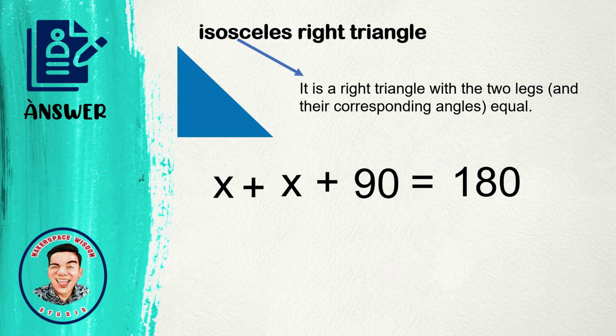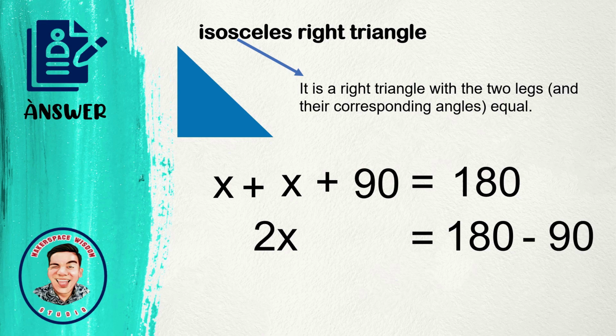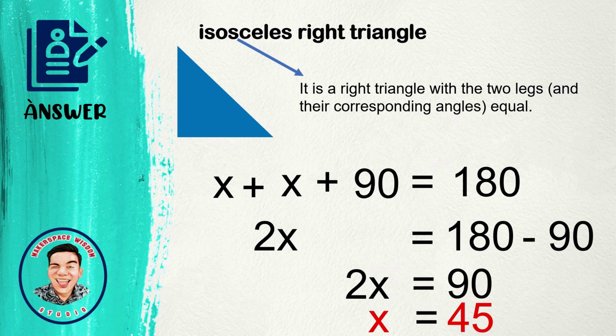Solving x plus x, that is equal to 2x. Transposing 90 to the other side, it will become 180 minus 90. Solving that one, that would be 2x equals 180 minus 90, and that is 90. Dividing both sides by 2, we have here x is equal to 45.